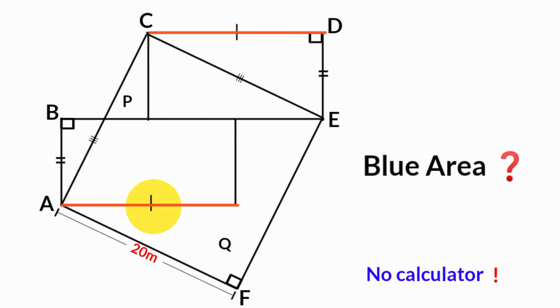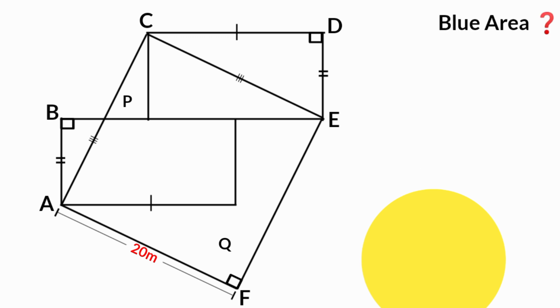This side CD and this side are equal in length. This line AB and this line are congruent. And similarly, this line and this line AC are also equal. Here, this angle AFE, this angle ABE, and this angle CDE are right angles, that is 90 degrees. And here, we are instructed to calculate completely without the use of any calculator. So how can we solve it?